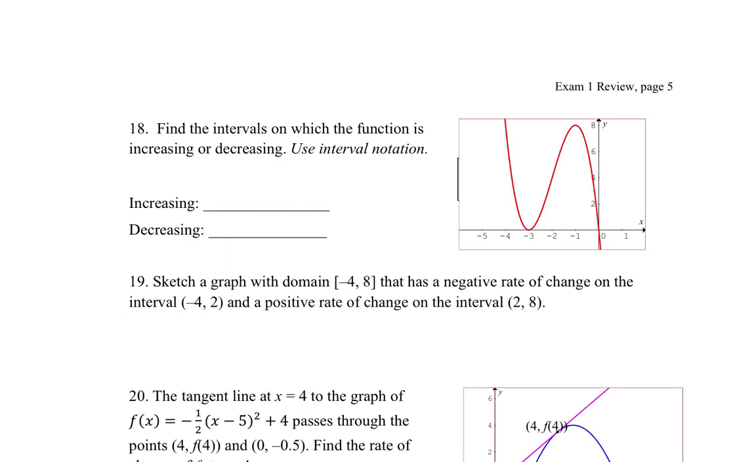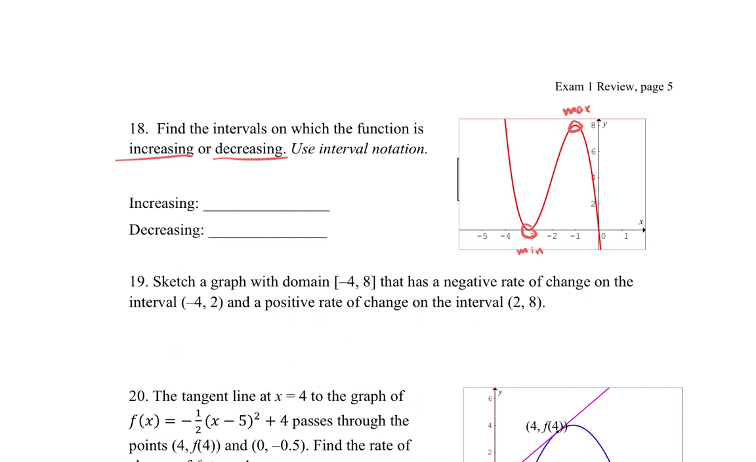Okay, so next, problem 18, we have find the intervals at which the function is increasing or decreasing using interval notation. So looking at our function, we can see that at -3 and -1, we have a local max and a local min on our curve. So those are going to serve as the breakpoints for where we're changing from increasing to decreasing.